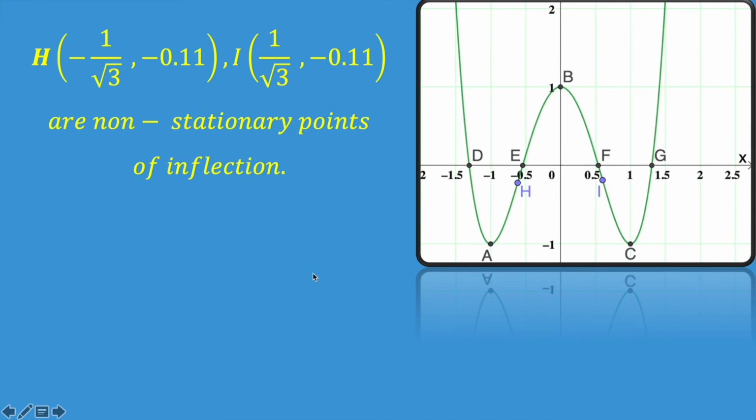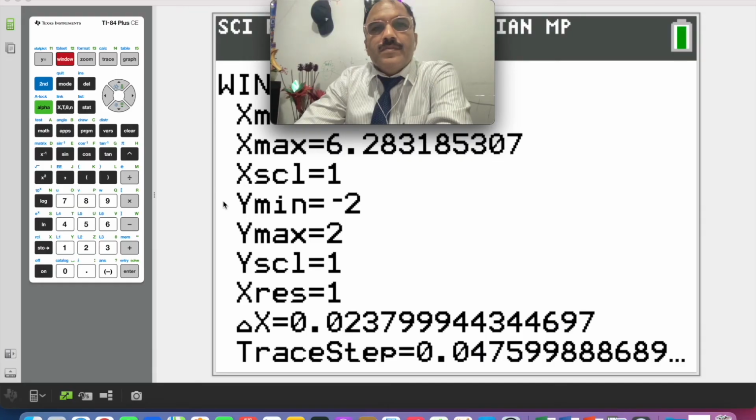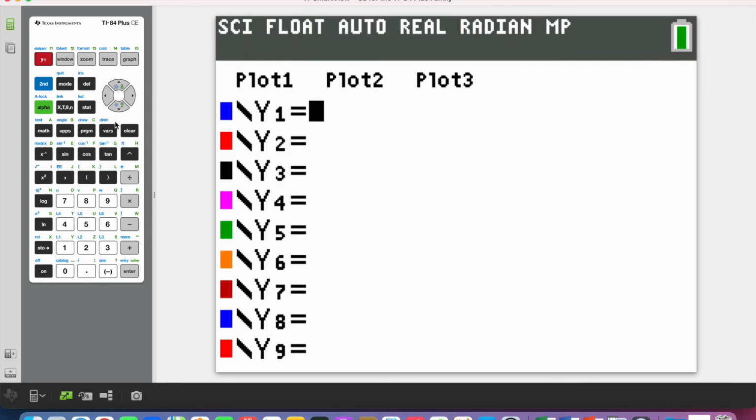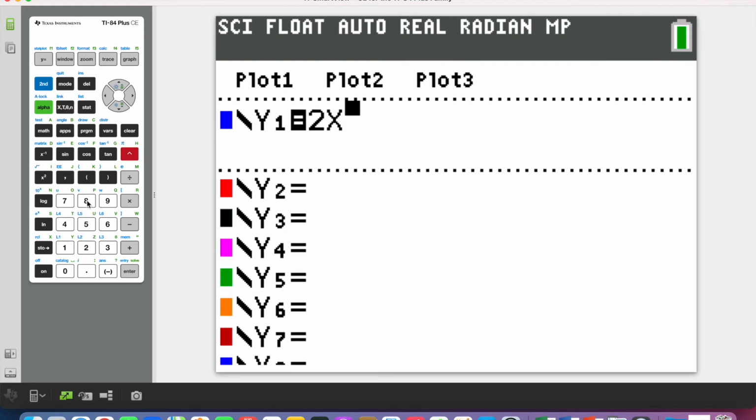Let's verify with the help of the graphics display calculator as well, for the stationary points found in the previous part. With the graphics display calculator, for the curve y is equal to x raised to power 4, minus 2x squared, plus 1, go to the window and adjust the window.